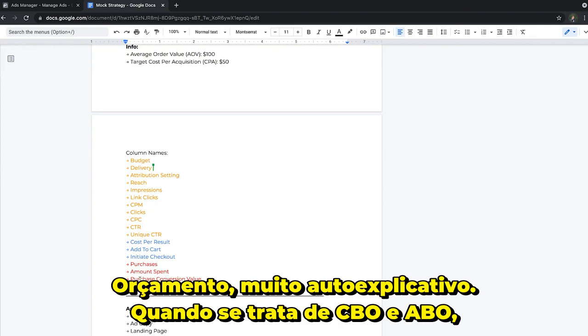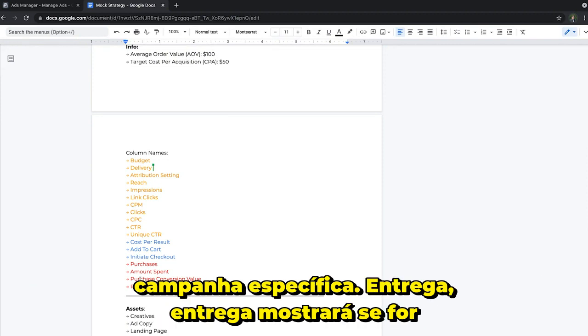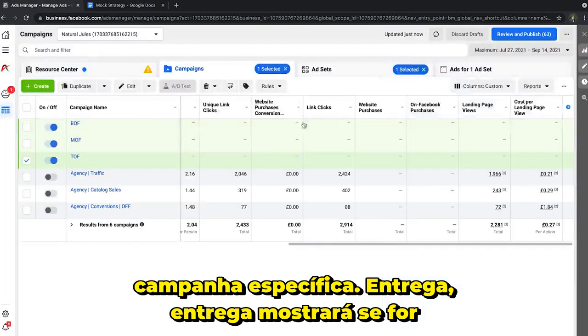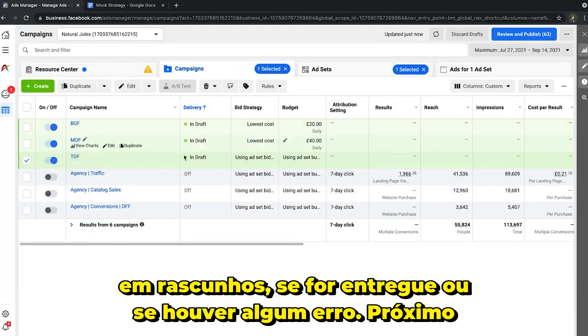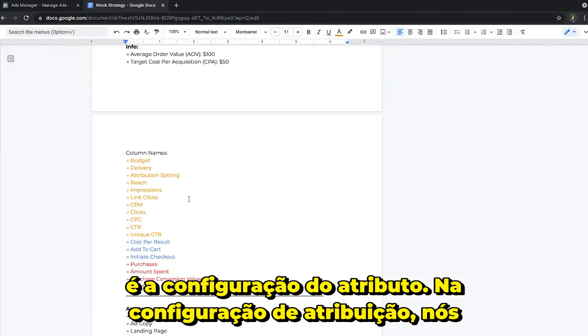Budget, very self-explanatory. When it comes to CBO and ABO, how much budget is allocated to that specific ad set or that specific campaign. Delivery will showcase if it is in drafts, if it's delivered, or if there's any errors. Next is the attribution setting.